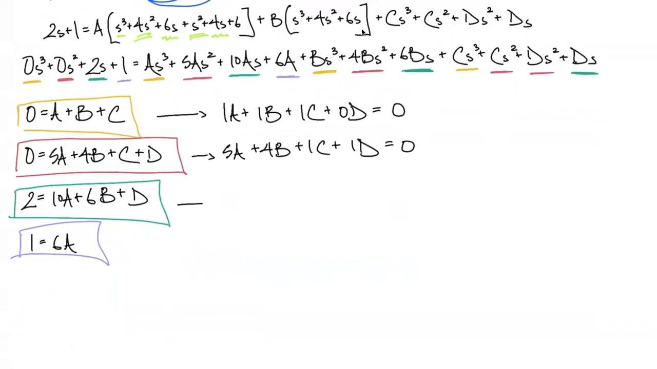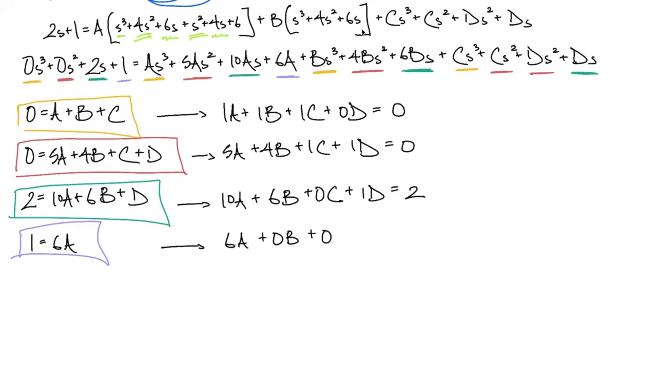Okay. All right, for the third one, if I line them up in order, I would get 10A plus 6B plus 0C plus 1D equals 2. And then if I line up the last one, I'll get 6A plus 0B plus 0C plus 0D equals 1. Okay, this is in effect your matrix, but all we're going to do is grab the numbers, right? A matrix is a tool to help us look at these.